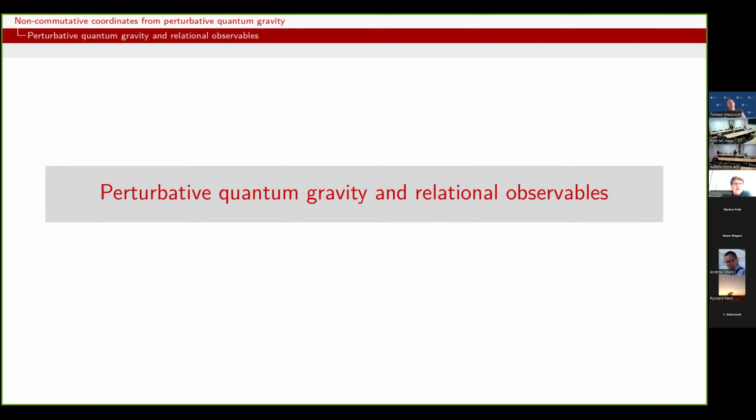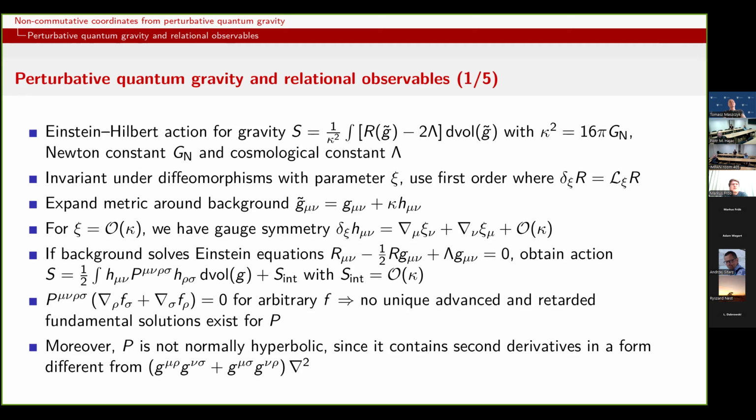Now we want to apply this general theory to a very concrete model, namely perturbative quantum gravity. All physical models come from an action. So we take the Einstein-Hilbert action for gravity, which I've written down here, containing the Ricci scalar of a metric G and the cosmological constant lambda. I've also introduced this parameter kappa, which is just a rescaling of Newton's constant. As we all know, this is invariant under diffeomorphisms, let's say compactly supported, with some parameter lambda. And the only thing that we need is the first order, where all geometric quantities transform with a Lie derivative, essentially.